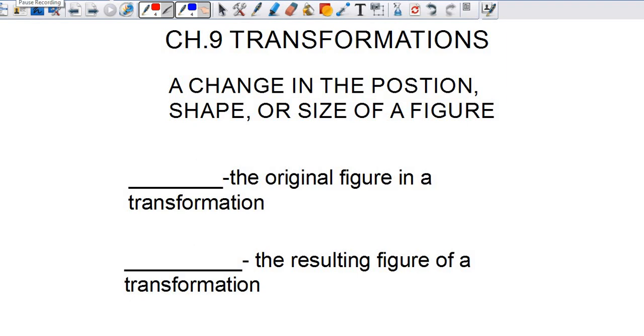All right, so chapter 9, guys, transformations. This is a change in the position, shape, or size of a figure. The original figure in a transformation is what we call the preimage. So that's the figure that we'll start with, and the resulting figure would be called just the image. All right?